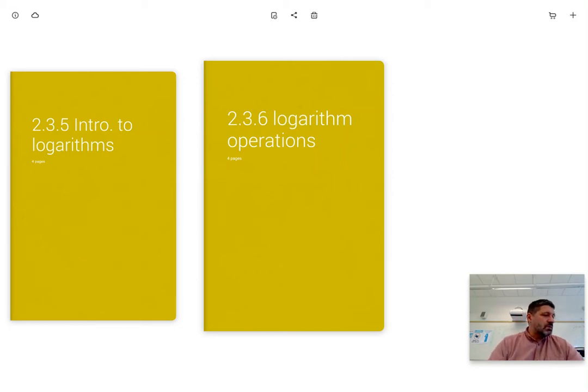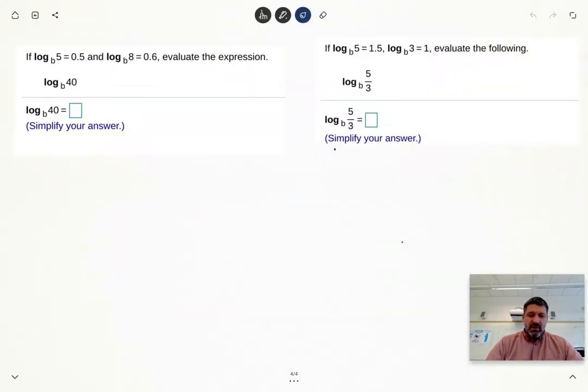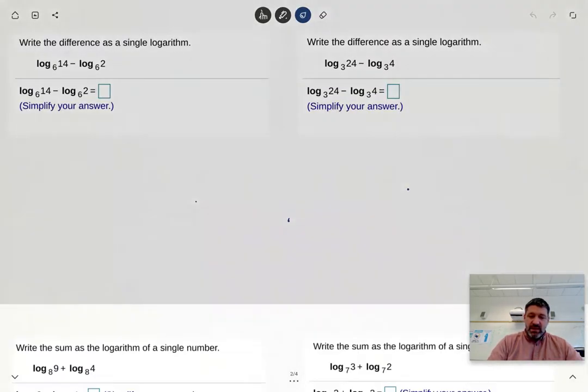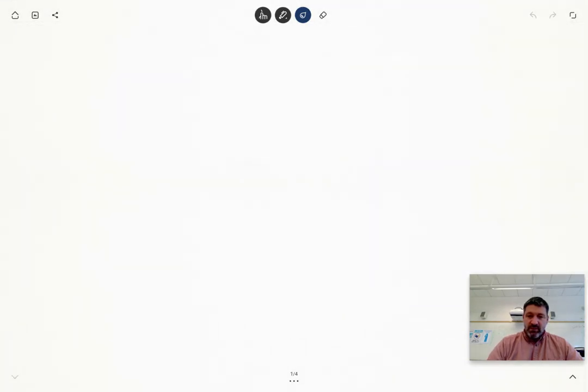Good morning. We will be looking at some more logarithms today. Today we're going to do some operations, multiplication and division with logarithms. Let's first look at what that means, when we break it down.